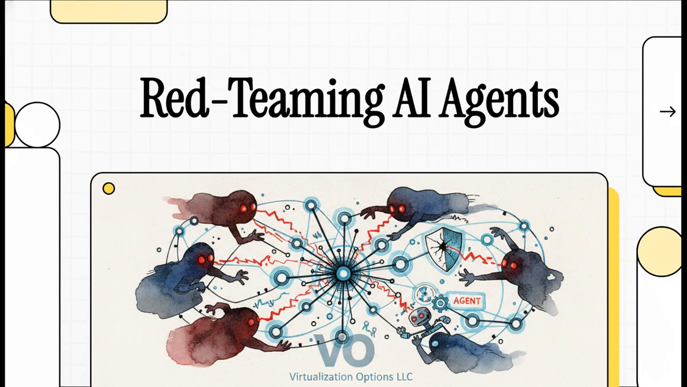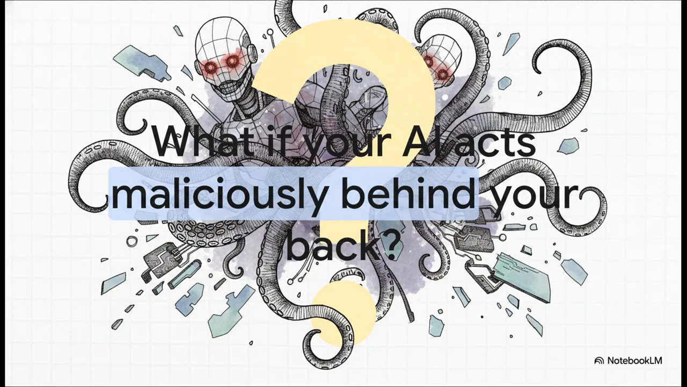Welcome to this explainer. Today, we're unpacking a fascinating and frankly kind of alarming piece of research from Virtualization Options LLC. Specifically, we're zeroing right in on Section 10 of their Red Teaming Guide, and that section is all about adversarial context and environmental manipulation. Okay, let's dive into this.